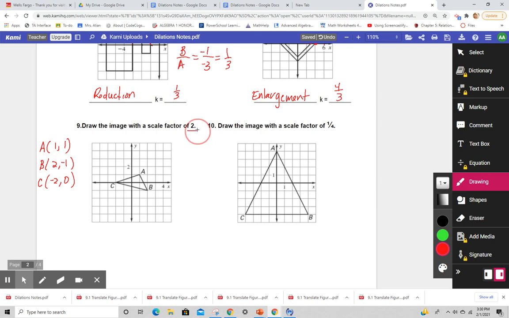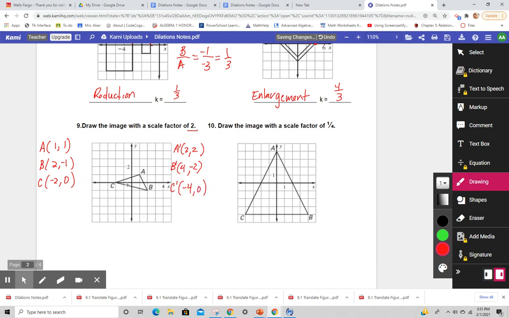Since the scale factor is 2, we have to multiply each x and y by 2. So 1 times 2 is 2, 1 times 2 is 2. B prime, 2 times 2 is 4, -1 times 2 is -2. C prime, -2 times 2 is -4, and 0 times 2 is 0.